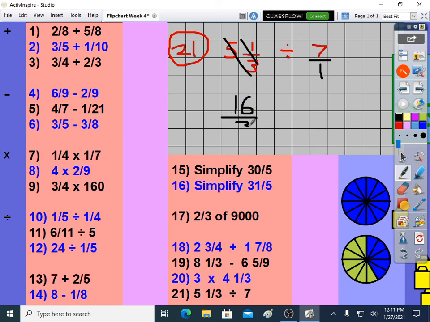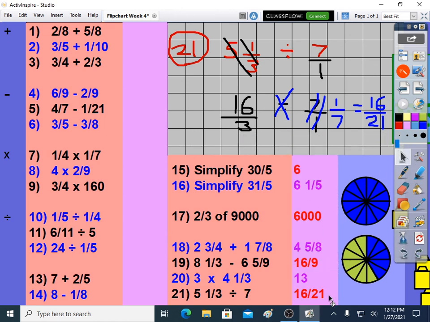I'll write it underneath if I don't have space. That's 16 thirds. Let's just copy the rest. Divided by 7 over 1. Now we're in this situation with fraction divided by fraction. We can just do our keep, change, flip, which lots of you really like. Keep, change, and flip. 16 times 1 is 16, and 3 times 7 is 21. 16 out of 21, 16 over 21, 16 21sts, if that's how you say it. And we're done. Question 21, 16 21sts.